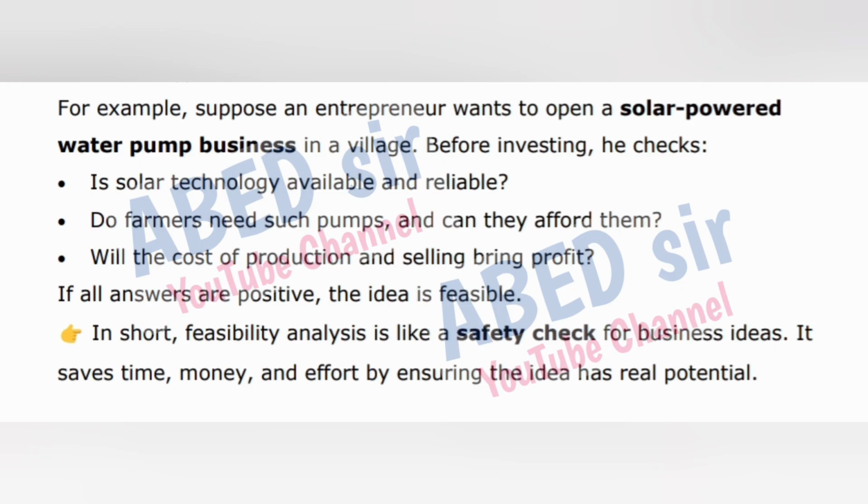Before investing, he checks: is solar technology available and reliable? Do farmers need such pumps, and can they afford them? Will the cost of production and selling bring profit? If all answers are positive, the idea is feasible. In short, feasibility analysis is like a safety check for business ideas. It saves time, money, and effort by ensuring the idea has real potential.